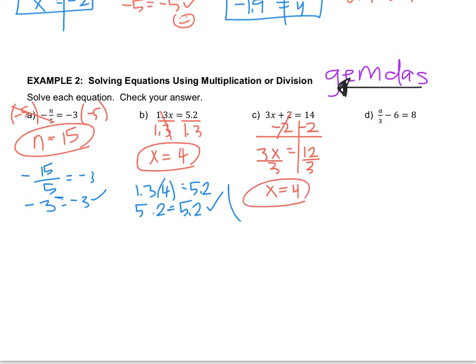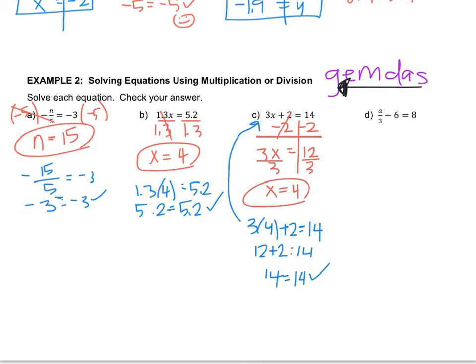Let me check. So I'm going to plug in 4 for x. And I'll get 12 plus 2 equals 14. And 12 plus 2 is 14, so that checks.